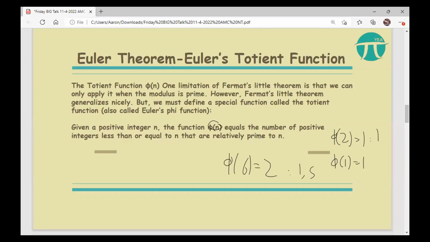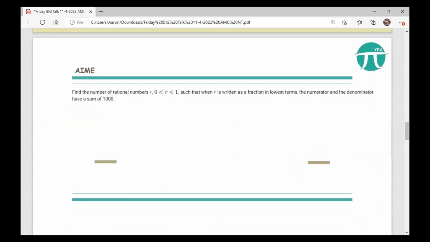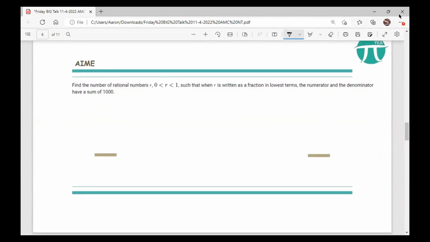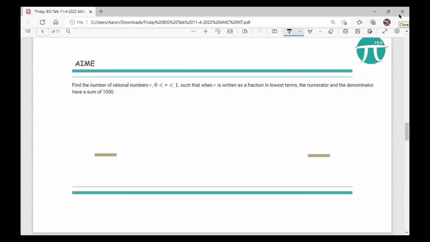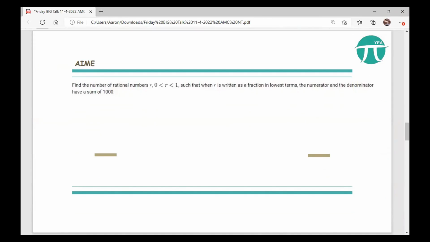So with that said, let's move on to the first problem that uses Euler's totient function. We're not using his totient theorem yet because I haven't introduced it, but we will be using his totient function. And so I'll give all of you a minute or so to try to figure this out on your own.